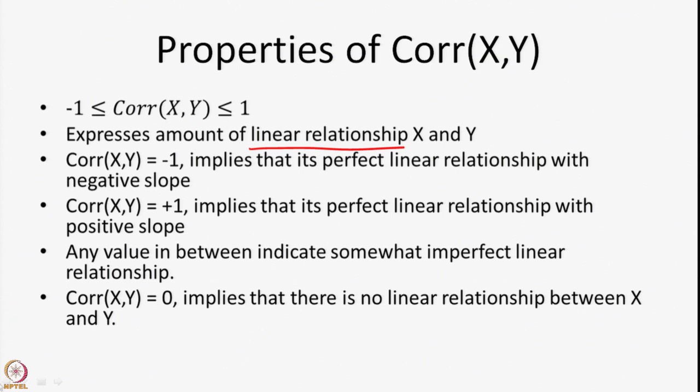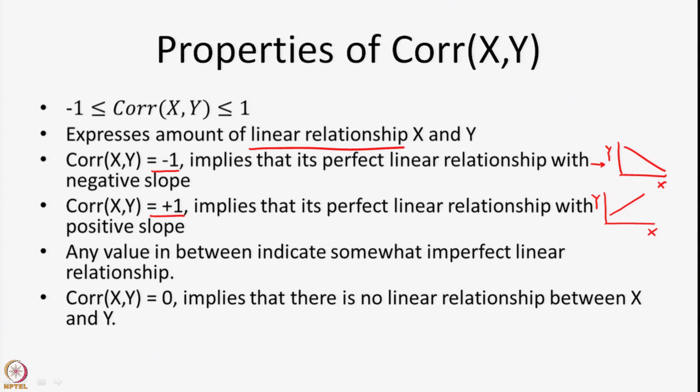The correlation of x and y is minus 1, it implies that it is a perfect linear relationship with a negative slope. So, if I want to draw a small picture here, this case means that if you draw the perfect relationship, this is x and this is y, then the relationship will be like this. When the correlation is perfectly 1 between x and y, the relationship will be a straight line with a positive slope.